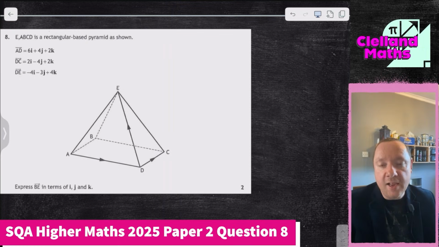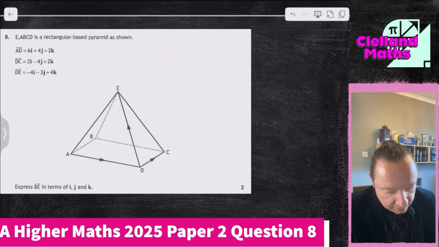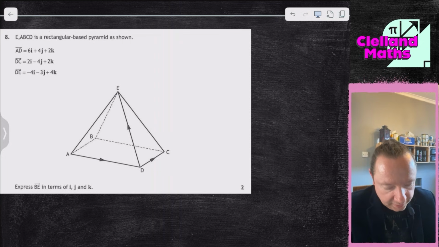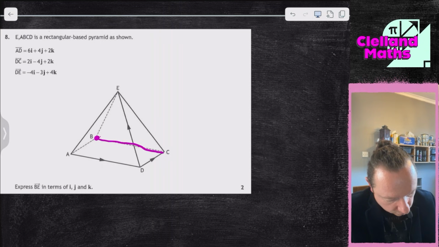SQA Higher Maths 2025, paper 2, question 8. EABCD is a rectangular based prism with AD, DC and DE shown. Find BE in terms of i, j, k. So B to E, where's B? There it is. So I need to get all the way to E. So I could go along here. That seems reasonable.